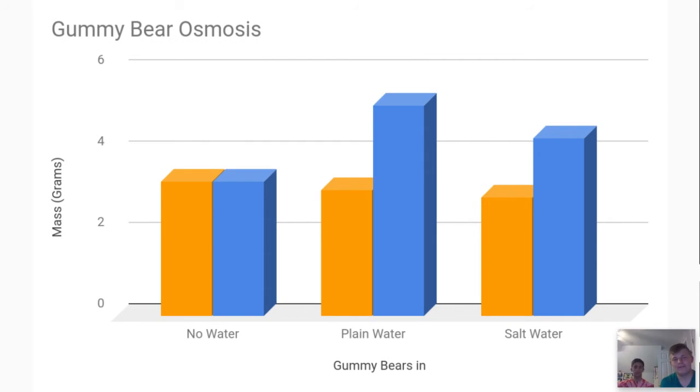Here is a graph of our results. We have the three different types of gummy bears, the one in no water, plain water, salt water. The orange is the starting point, and the blue is the ending point. And the height of the graphs is the mass in grams of which the gummy bears were at before and after.